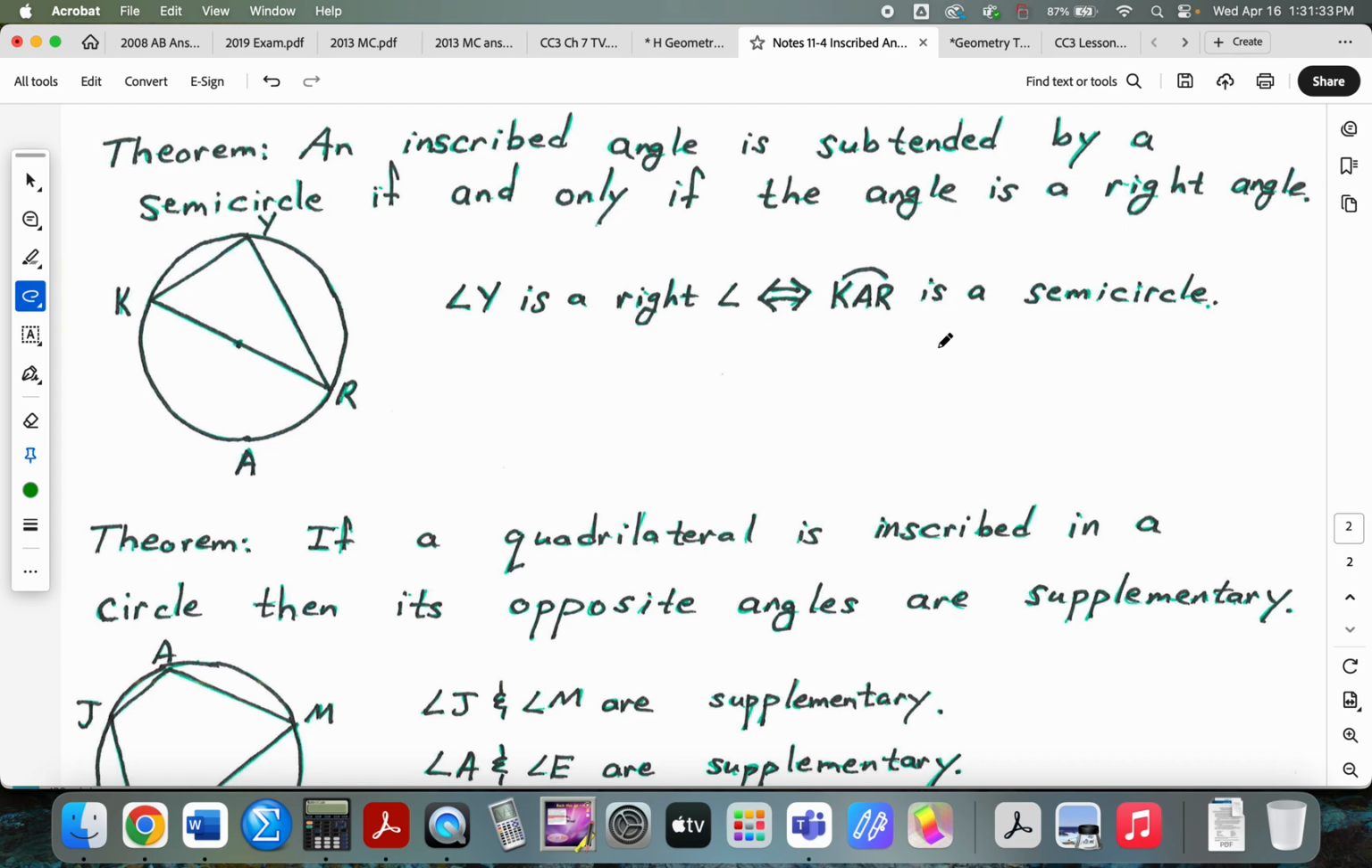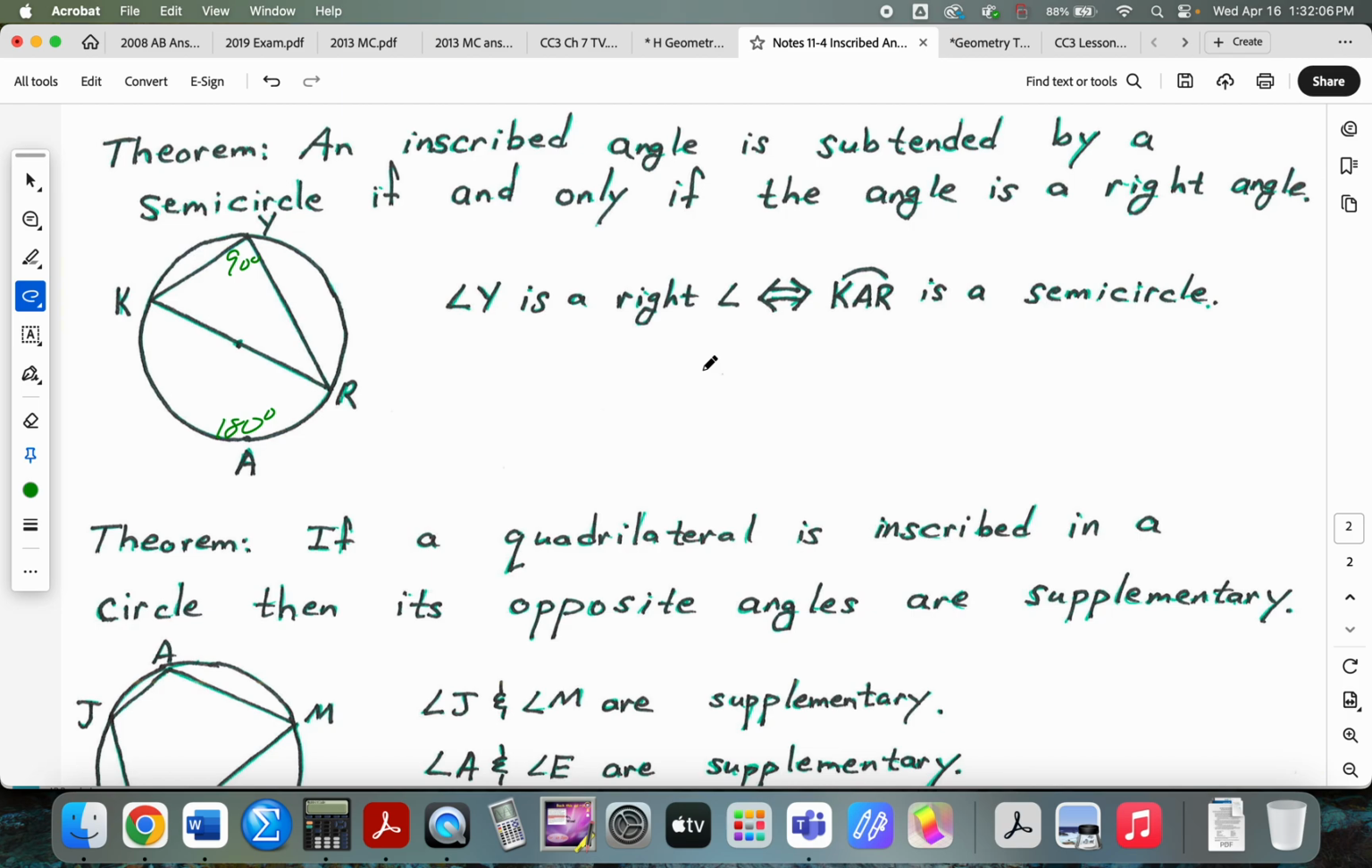So this is actually a corollary to the previous theorem. It says that an inscribed angle is subtended by a semicircle if and only if the angle is a right angle. So here in this circle, KAR is a semicircle, right? So what's its measure? So what's the measure of this angle? 90.